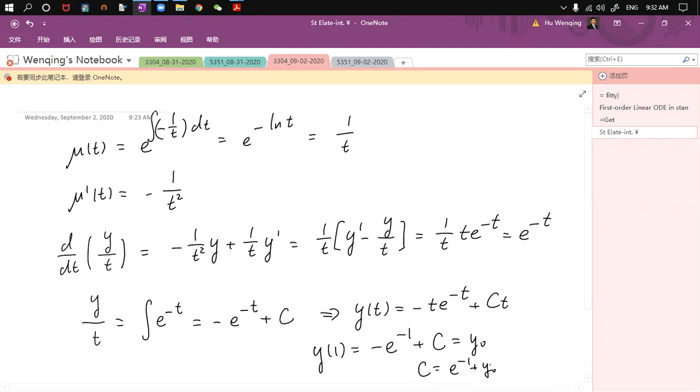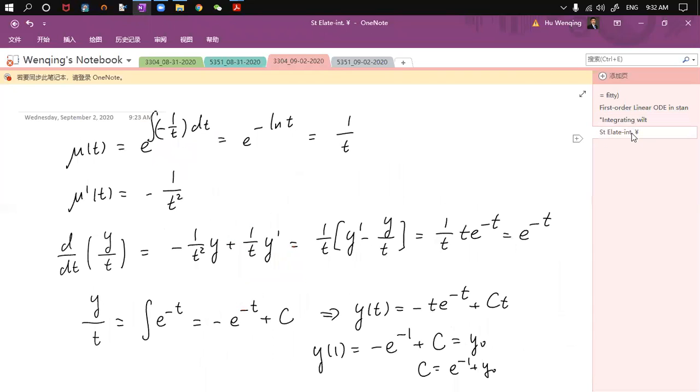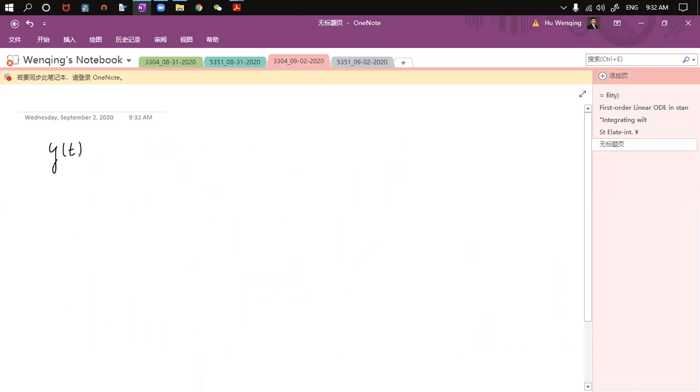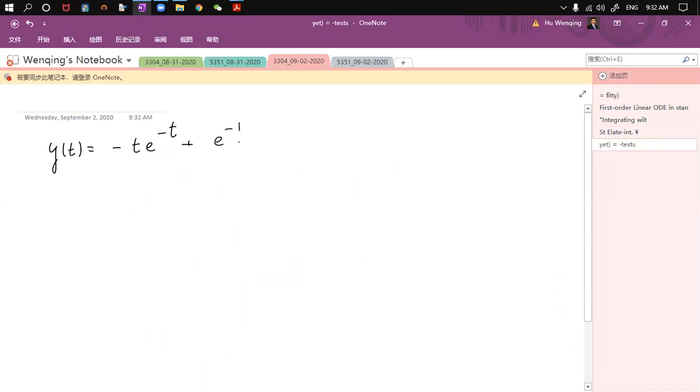Some people ask, well, it depends on y0, but y0 is something we are asking for, right? So let's say you have the constant. As long as you have the constant, you can see that y of t is minus t e power minus t plus ct, and c is actually e power minus 1 plus y0, so that's plus ct. So that's the particular solution in terms of y0. And now you come back to the question.